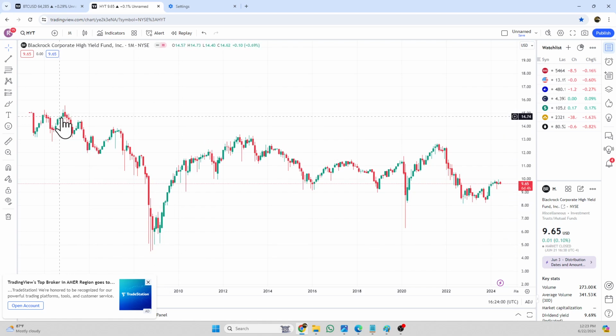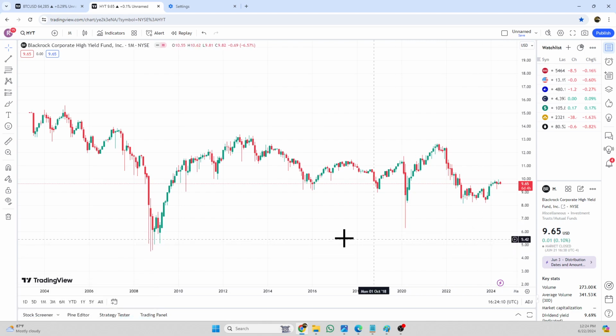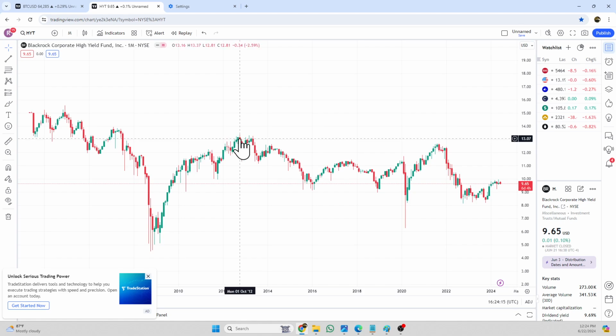But the main point is that it always dips and then it bounces up. It dips down. It never rips up higher and higher. So buy on the dip, wait for it to recover, and sell it when other people are desperate to get higher yield. That's how you do it.